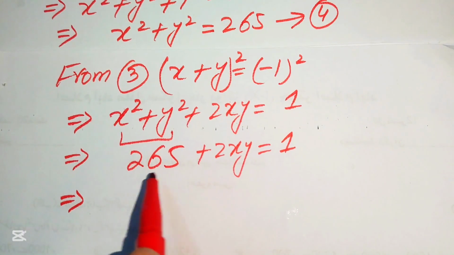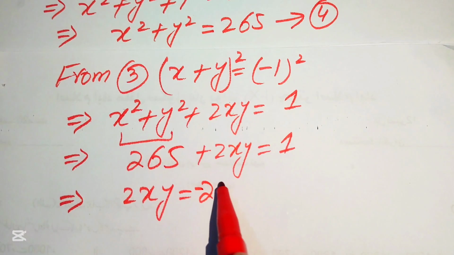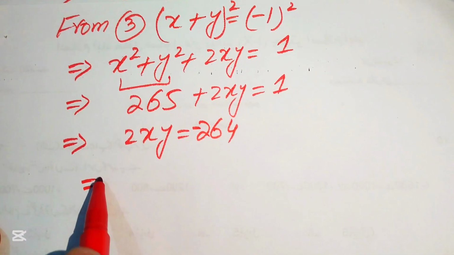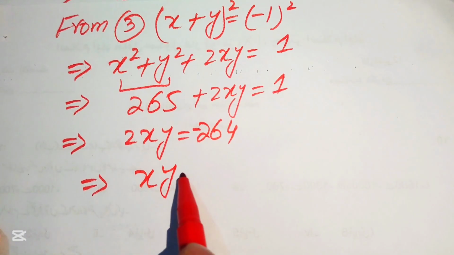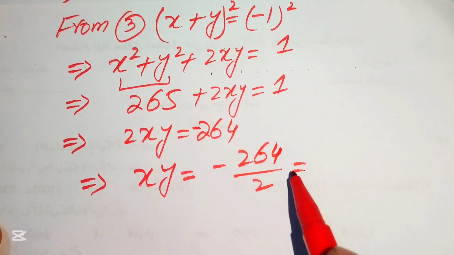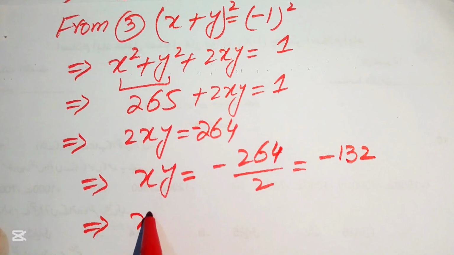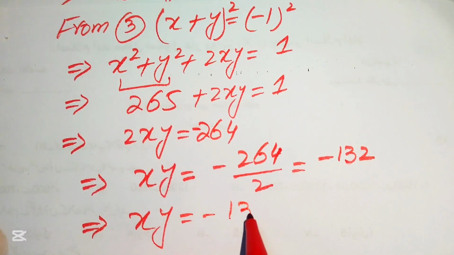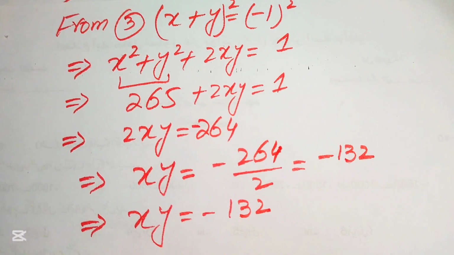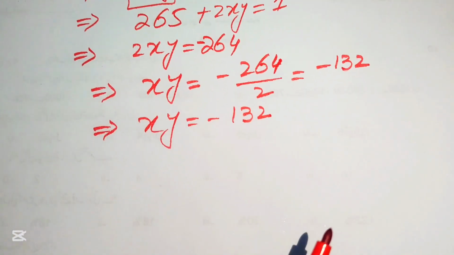After that we move this 265 to the right-hand side, and we obtain 2xy = -264. In order to find the value of x and y, we divide both sides by 2, and we obtain -264 divided by 2. The simplified value is -132, so we write our xy = -132.